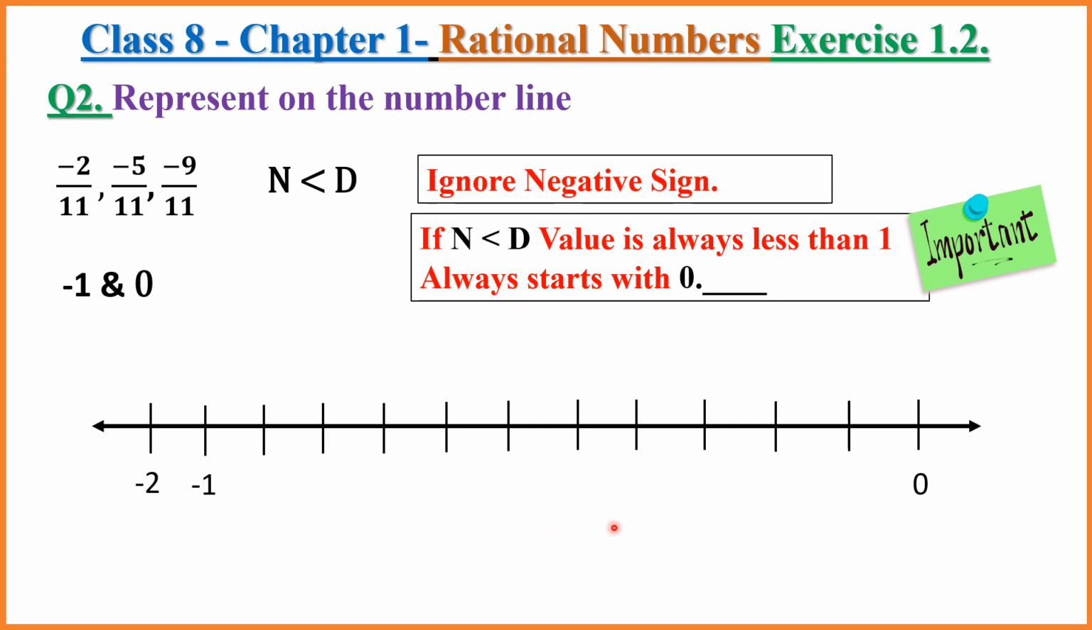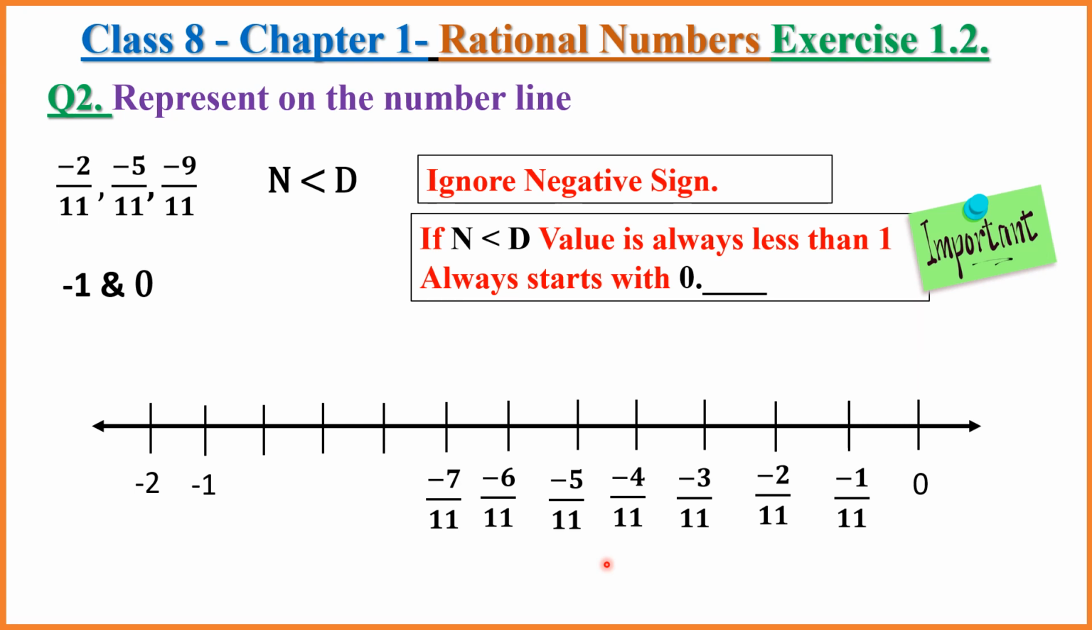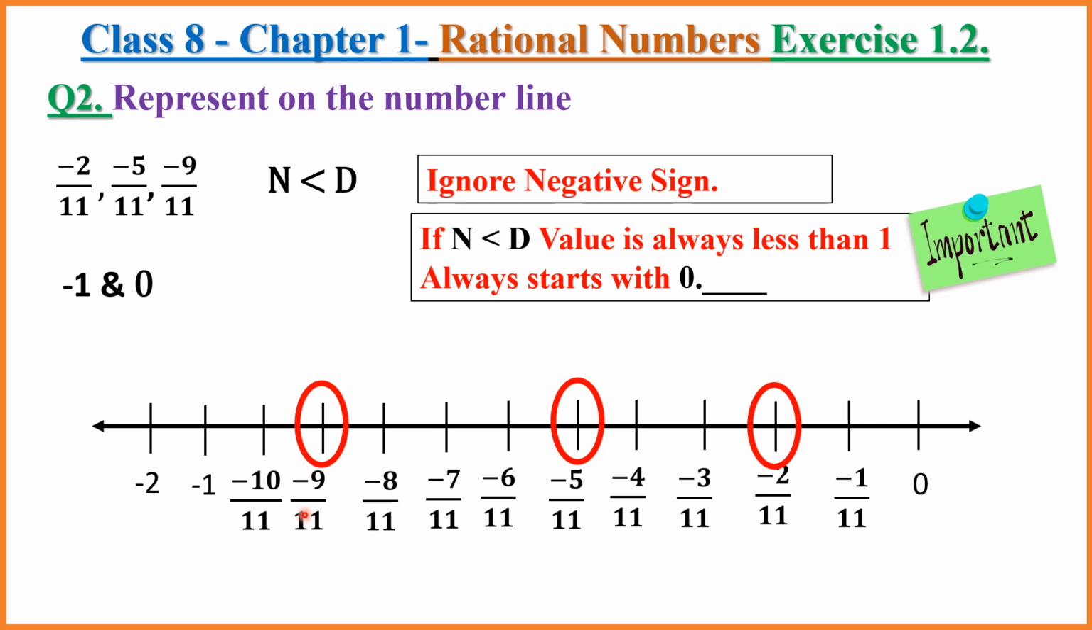Now we have to label them. So this starts from minus 1 by 11, minus 2 by 11, minus 3 by 11, minus 4 by 11, minus 5 by 11, minus 6 by 11, minus 7 by 11, minus 8 by 11, minus 9 by 11, minus 10 by 11, and minus 1 is our minus 11 by 11. So first number we have to plot is minus 2 by 11. This lies over here. The next is minus 5 by 11. This lies over here. And minus 9 by 11. This lies over here.